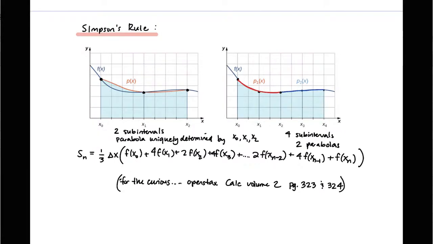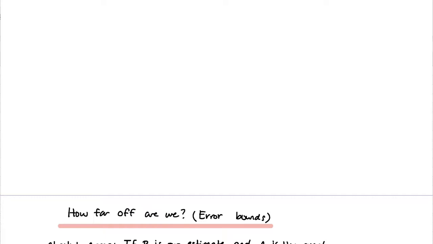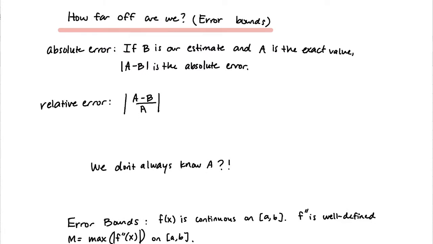Let's dive into answering that question that we started posing earlier, which is how far off are we? How far off we are can be more accurately described as finding a bound on the error. Let's make sure we're comfortable with some basic terminology first. You might hear people refer to something called absolute error. Say you estimate a value with B and A is the exact value. The absolute error is when you take the difference between the exact and the approximate and take the absolute value. It's basically saying this is the amount that we're off, and we get rid of positive versus negative with the absolute value, just saying we're this far off.